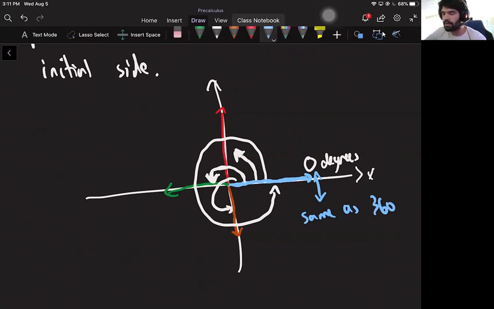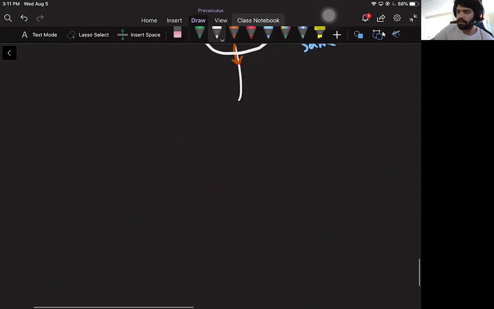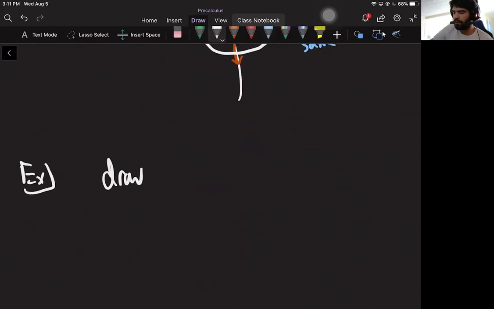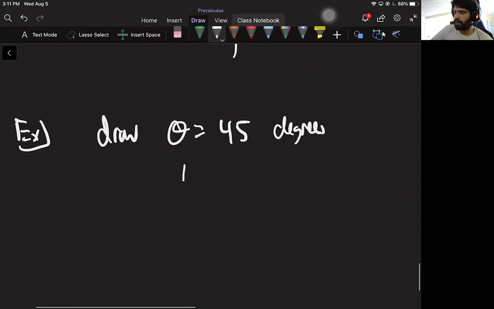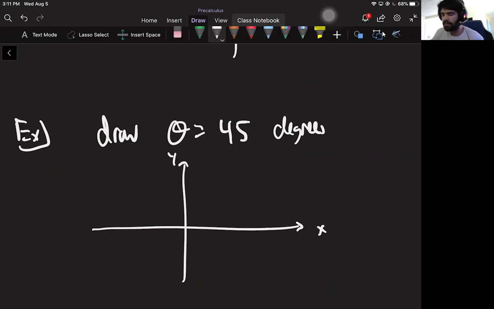Okay, so let's just practice drawing some more angles. So if I say draw theta equals 45, I don't mean draw whatever 45-degree angle you want. I mean draw the one where you assume that the x-axis on the right is the initial side. So where's 45 degrees? Well, 45 is 1/2 of 90. So if I know where 90 is, which I do, I just have to cut that angle in half. So 45 is just halfway up to 90.